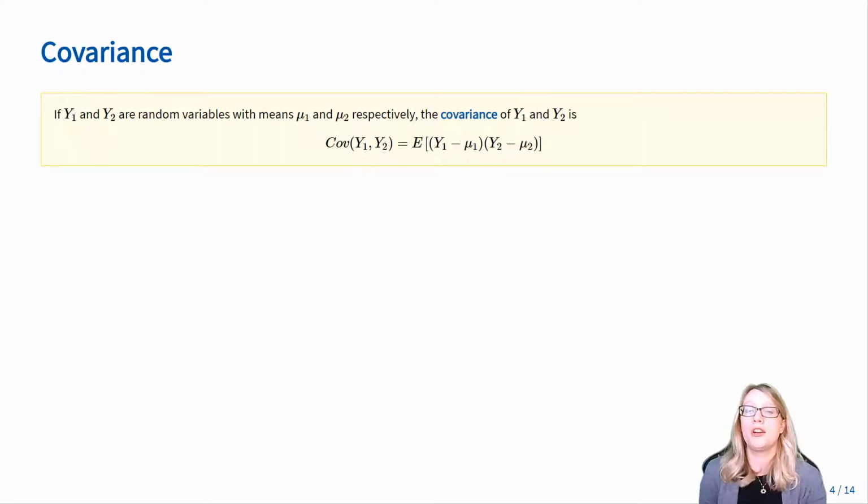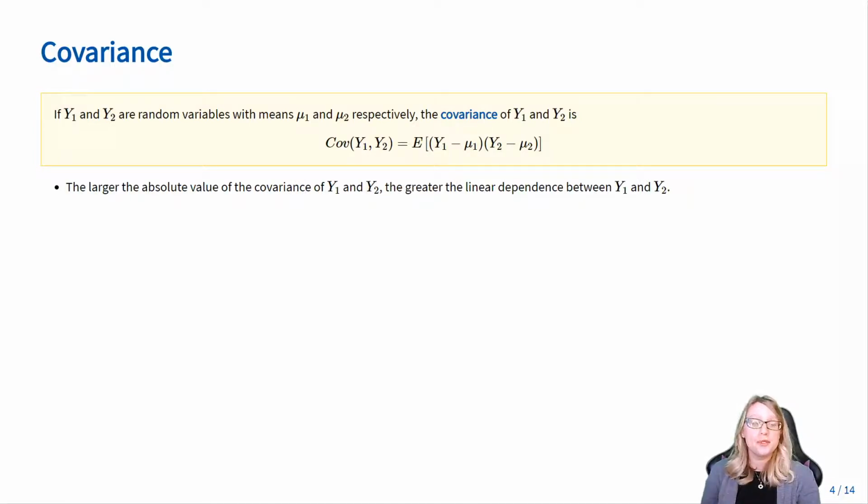We say that the covariance between two random variables, y1 and y2, is the expected value of the quantity y1 minus mu1 times the quantity y2 minus mu2. Here the mu represents the mean of each of these. This is very similar to our definition of the variance being the expected value of y minus mu quantity squared. Here, instead of having y minus mu squared, we have y1 minus mu1 times y2 minus mu2.